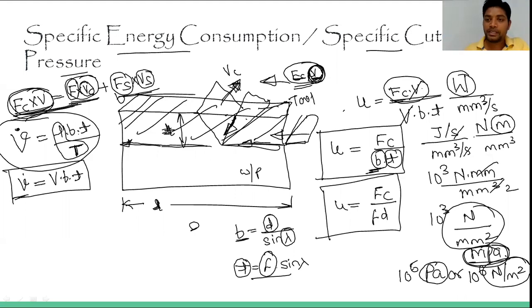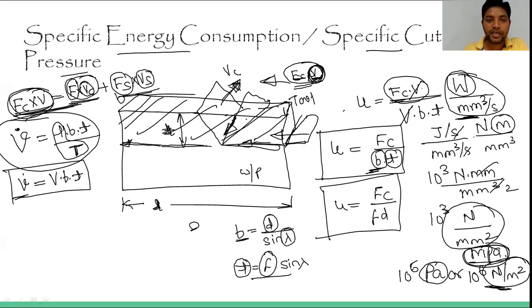So that's why initially we started this formula for the specific energy consumption, that is watt per unit volume per time. But at the end, when you see this relationship through these units, this formula becomes newton per meter square. So that is defining the cutting pressure, the specific cutting pressure.